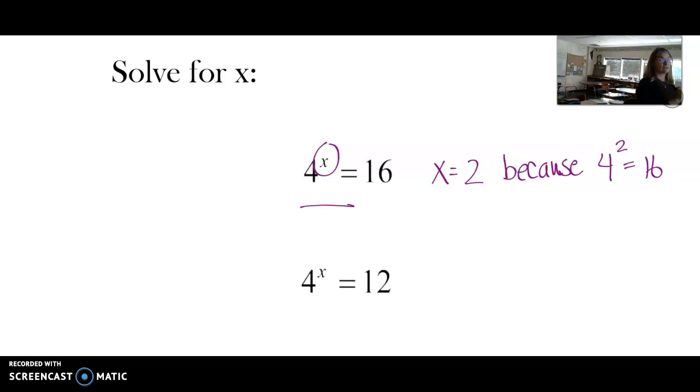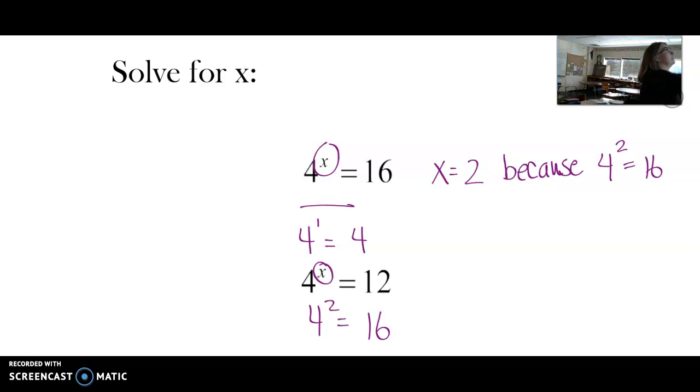Okay, so what about 4 to the x equals 12? Well, we know that 4 to the second is 16, so if we let x equal 2, that's too big. If I do 4 to the first, that's just 4, that's too small. So this exponent is going to be somewhere in between 1 and 2, but we don't know exactly what it is. You could grab a calculator and make some guesses.